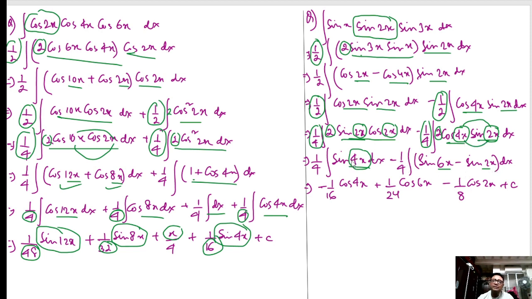Now separating it, sine 4x integrates to minus cos 4x by 4. Sine 6x is minus cos 6x by 6, so this minus becomes plus. Sine 2x is minus cos 2x by 2, so minus and minus becomes plus, and then again there will be a minus. This is the answer of this. So let's move ahead.